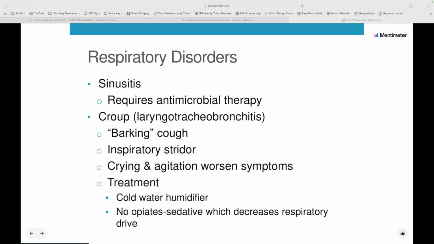Sinusitis: our pediatric population do not have their sinuses fully developed until they're 18. So it's really easy for their sinuses to get infected just because they're not fully developed. So anytime we have an infection in our sinuses, we are going to require antimicrobial therapy to treat that.